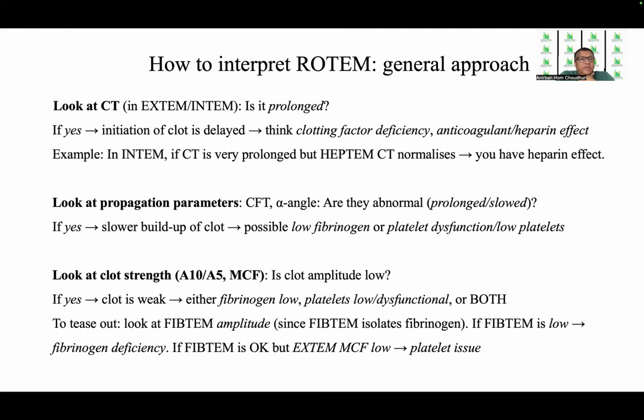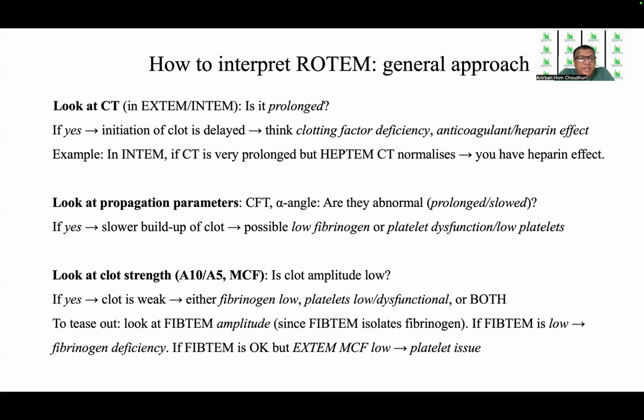So next, after clotting time, look into the propagation parameters, that is the clot formation time and the alpha angle. Are they abnormal, that is prolonged or slowed? If yes, that means a slower buildup of clot is happening, and that is possible either because of low fibrinogen or low platelets or platelet dysfunction. So if both CFT and alpha angle are abnormal, that is prolonged or slowed, then they will indicate that.